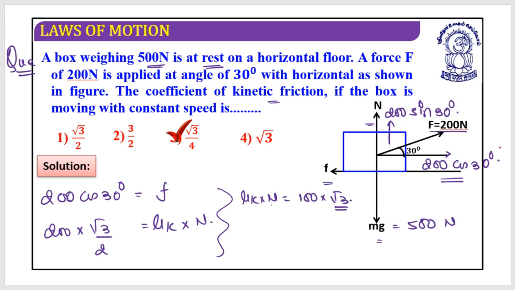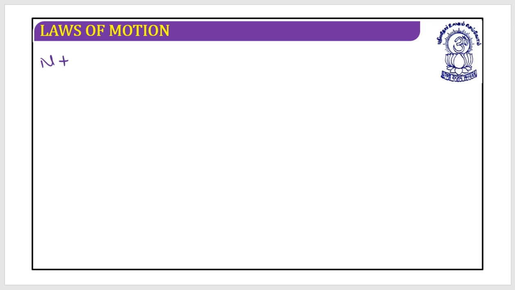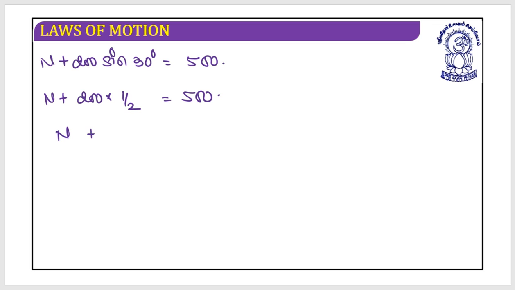Now how could you find out the normal force? Because in the vertically upward direction two forces are there, one is the normal and another is 200 sin 30, and in the vertically downward direction it is the weight of the box. So N plus 200 sin 30 degrees should be equal to 500. Sin 30 is half, so N plus 100 should be equal to 500. That means the normal force should be 500 minus 100, it's 400 Newton. I hope this is clear.